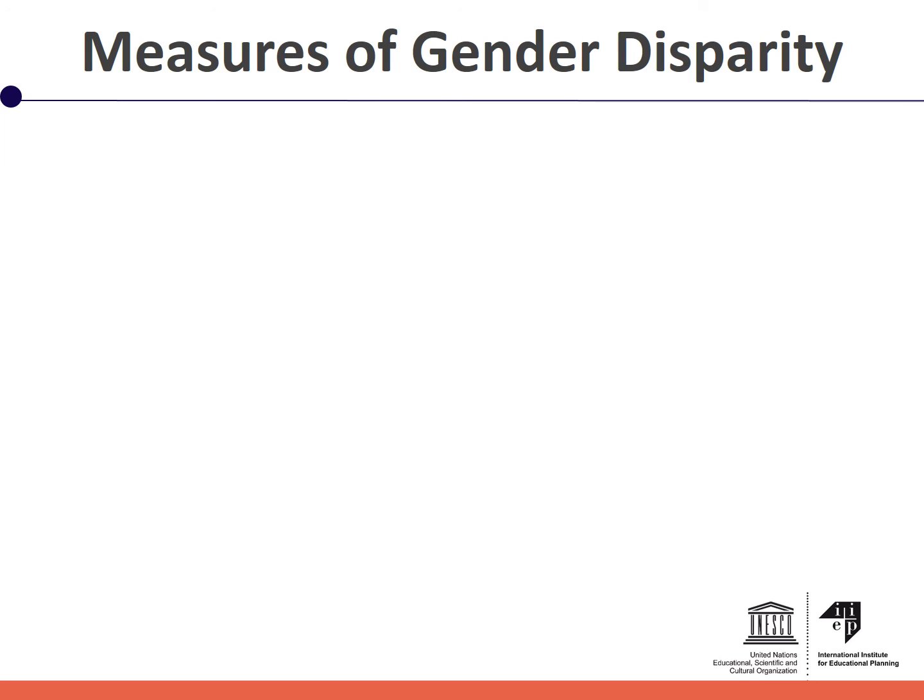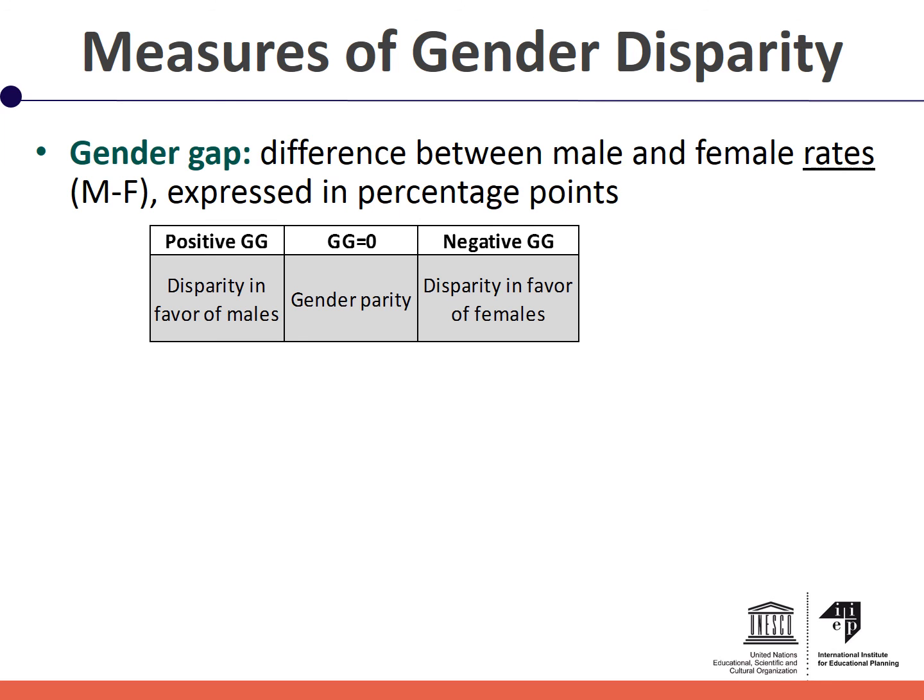As we have seen in the previous presentation, 2 measures of disparities are often used in comparing educational indicators. The first one is the gender gap. It is the difference between male and female rates, the male's rate minus the female's rate, which is expressed in percentage points. Therefore, a positive gender gap indicates the disparity in favor of males, and the negative gap would signify a disparity in favor of females.